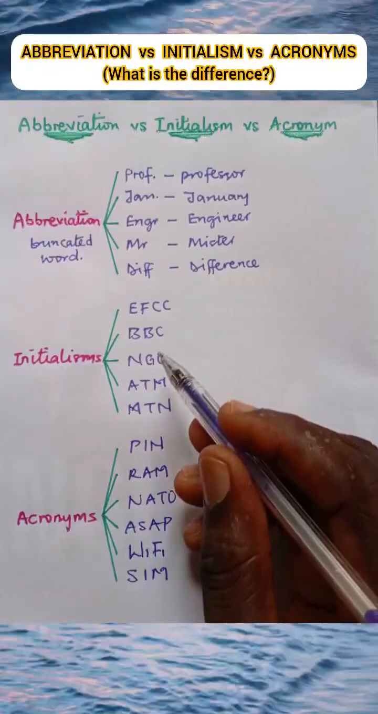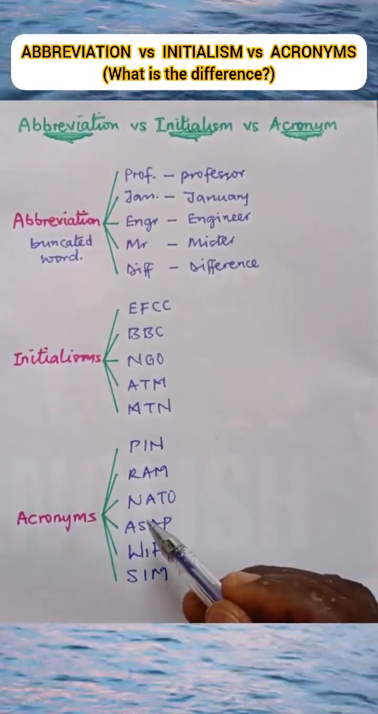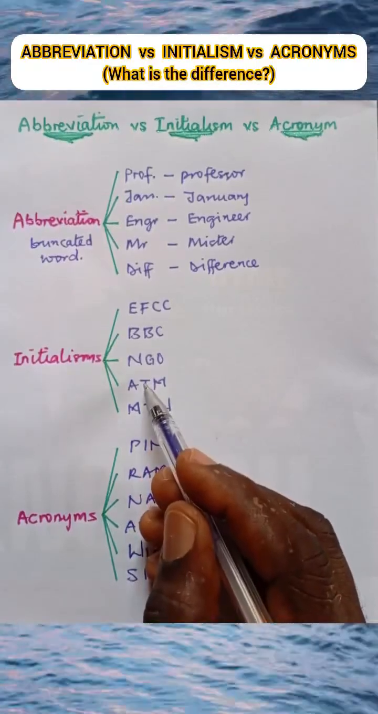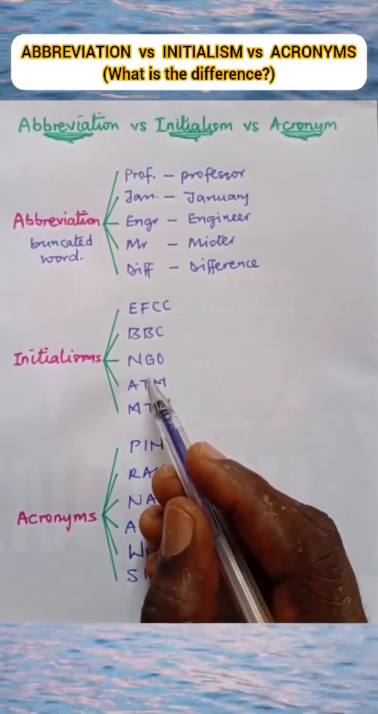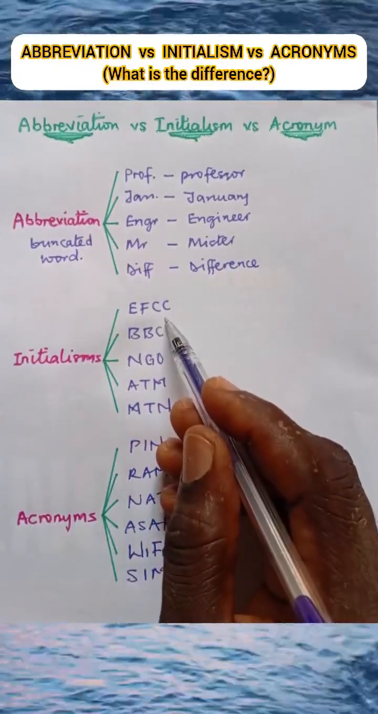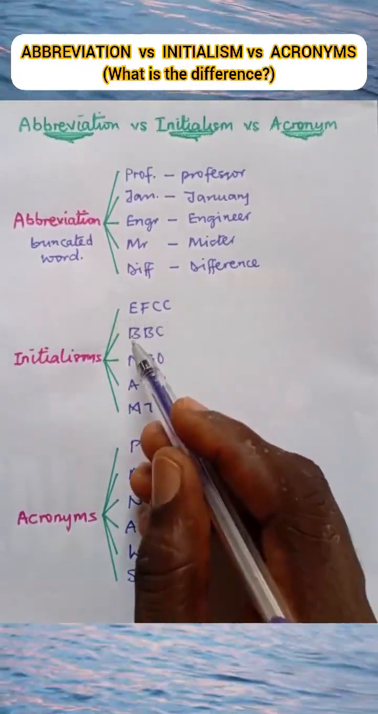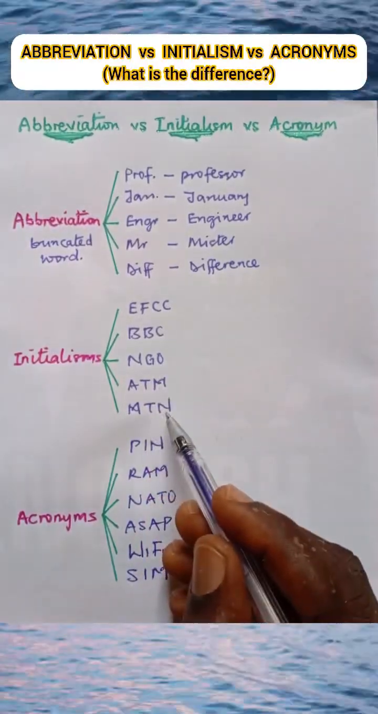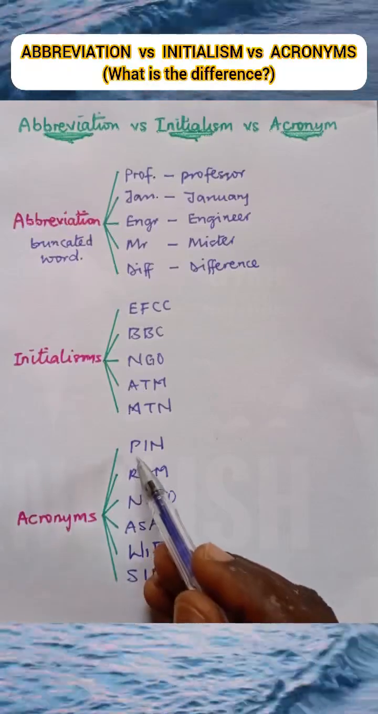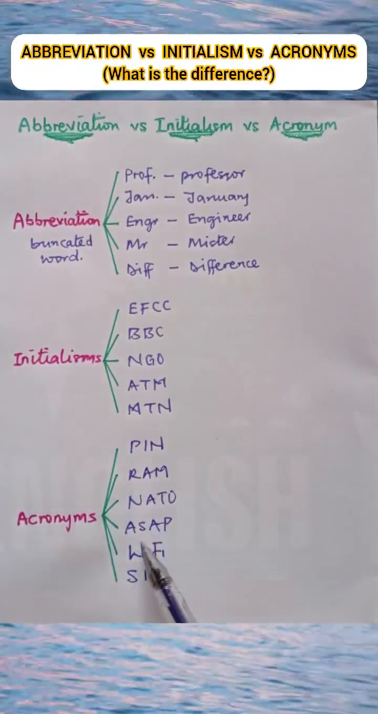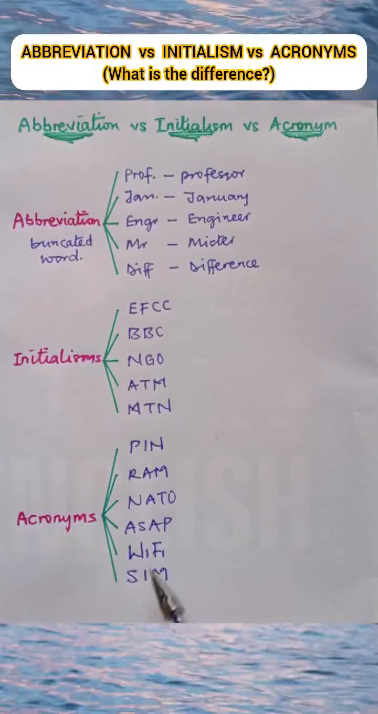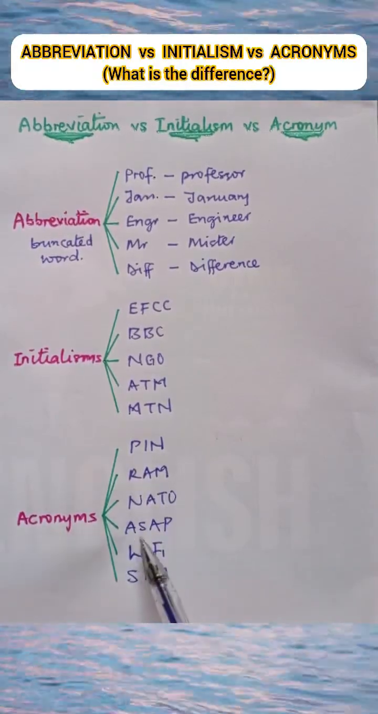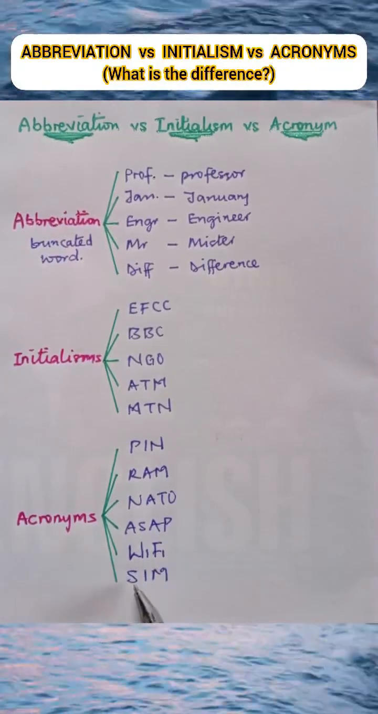What is now the difference between initialism and acronym? An initialism cannot be pronounced as a single word. Rather, each letter of the initialism is pronounced individually, such as EFCC, BBC, NGO, ATM, MTN. On the other hand, acronyms are pronounceable as single words. For instance, PIN, RAM, NATO, ASAP, Wi-Fi, SIM.